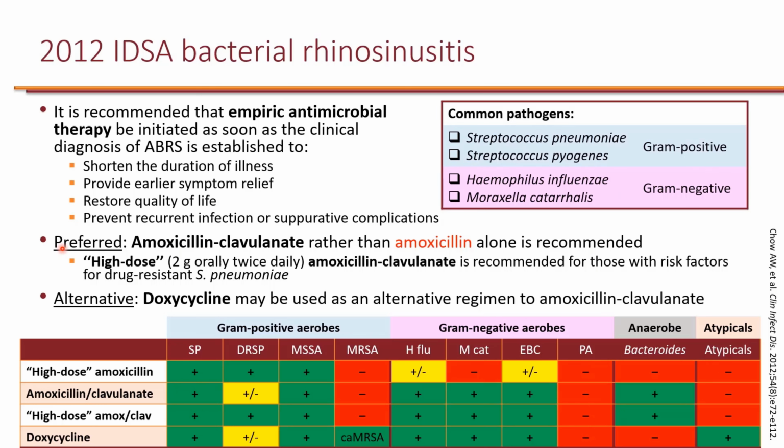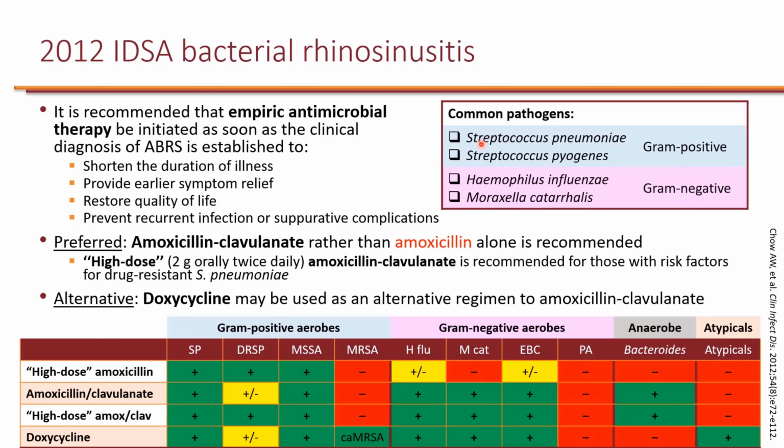So the preferred drug of choice for acute bacterial rhinosinusitis is amoxicillin-clavulanate, and that's recommended over amoxicillin because H. flu and Moraxella catarrhalis are likely to produce beta-lactamases, which will break down amoxicillin. Clavulanic acid will actually block those beta-lactamases. So amoxicillin-clavulanate is first choice.